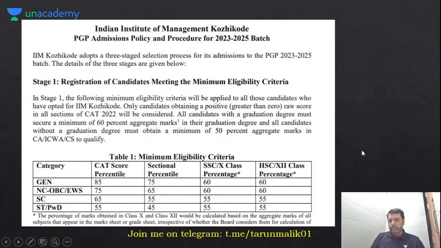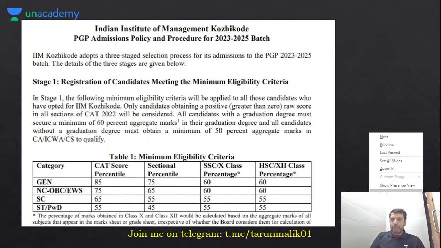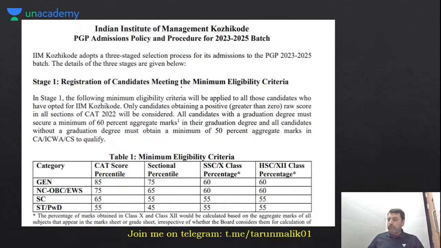So this is not your interview call, first of all. This is your first stage call. Based on this you will get the final call for phase 2. Whoever scores a minimum 85 percentile in CAT, 75 in all three sectionals, 60 and 60 for general; for NC OBC EWS 75 percentile, 65, 60, 60. And similarly for SC, based on your gender, based on your 10th and 12th marks, you will get a phase 2 call for PI and VAT, which is actually important.